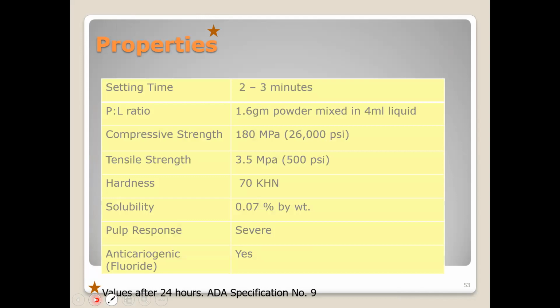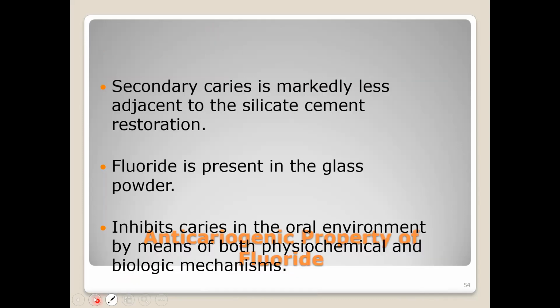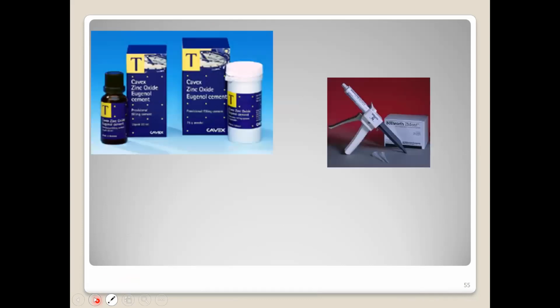Then we come to the properties. Now with this silicate, the downside was the severe pulpal response, number one. And second, it did not have a very good clinical surface. There were lots of complaints about it getting dislodged or fractured, so that's no longer used. Now, what is the advantage of this silicate? It had fluoride release. So this fluoride gives a lot of anti-carcinogenic properties, not only to the tooth structure, but also to the surrounding tooth structure where it comes in contact.